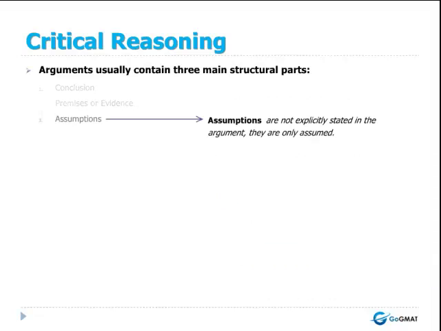Assumptions are not explicitly stated in the argument, they are only assumed. They can be vital to an argument because they can supply a missing link between the evidence of an argument and its conclusion. Some assumptions are obvious, others are more subtle. Pay close attention to each GMAT question to see whether it is one that requires you to make assumptions. Not all of them do. To detect assumptions, remember to look for a gap between the conclusion and the evidence. We will talk about assumptions in more detail later in this lesson.